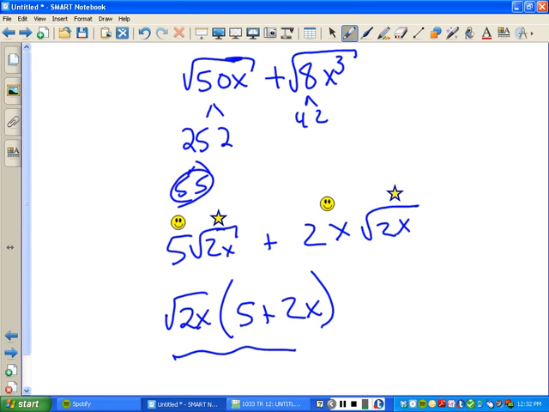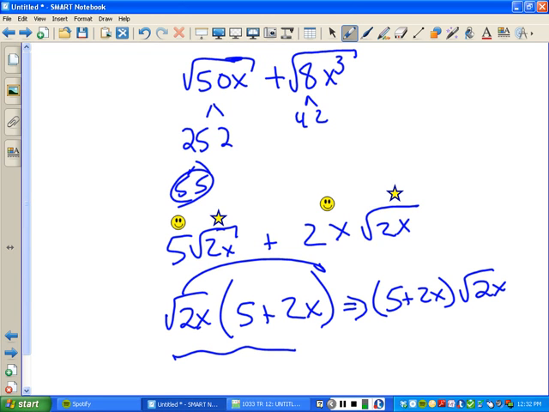Now, when you look in the back of the book, you won't see this answer. The back of the book will tend to do something like this. They're going to use the commutative property and say 5 plus 2x square root of 2x. They're going to take that square root of 2x and move it to the back side. It's the same thing. Okay?